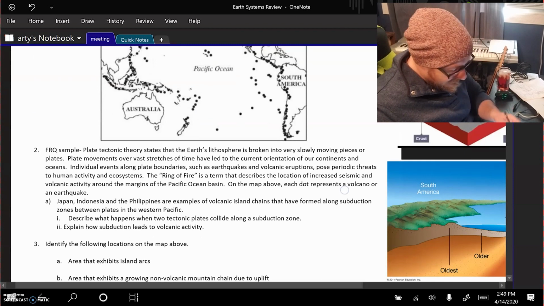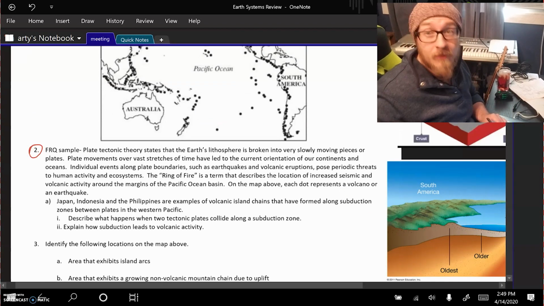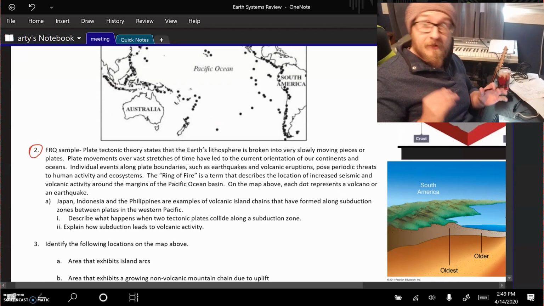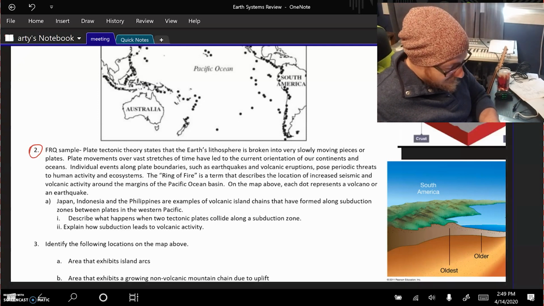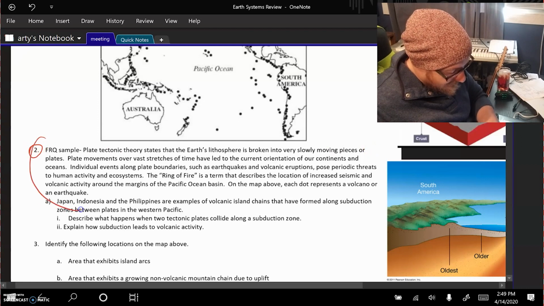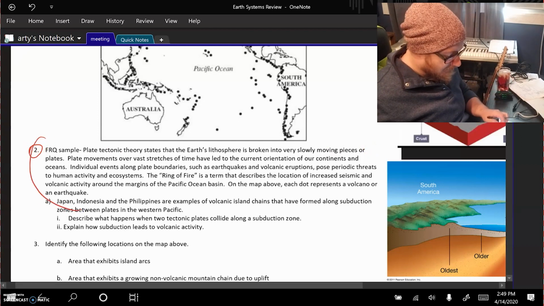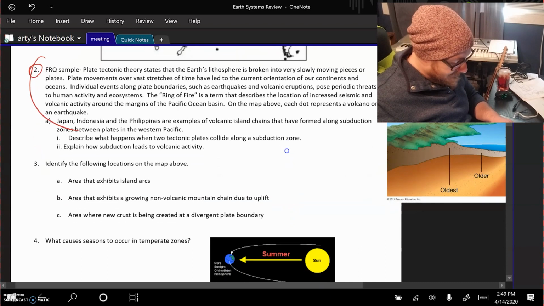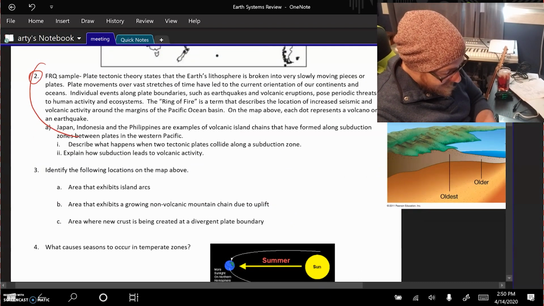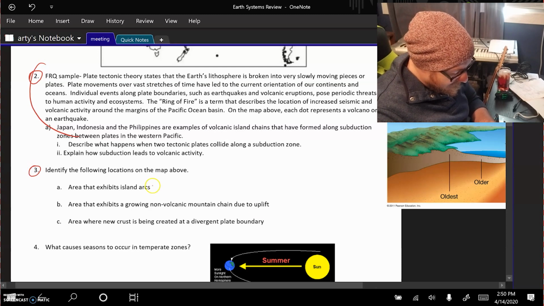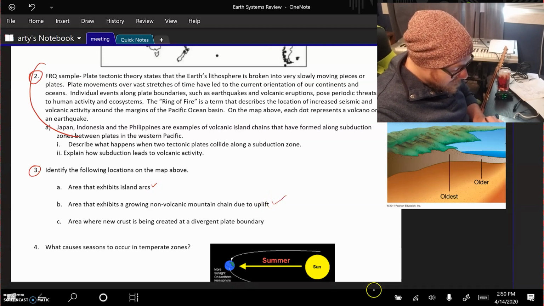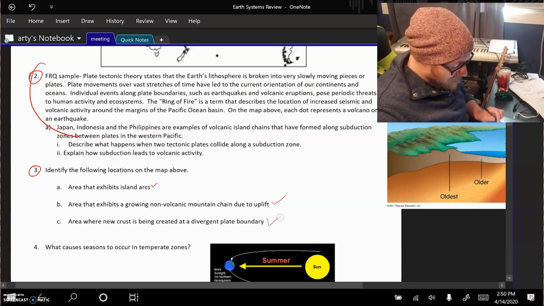And then number 2 is a sample FRQ, and this one may look familiar. It was actually the first FRQ you did in your Earth Systems exam. So we're actually going to do some practice on Google Classroom with this, so we're not going to worry about it for now. But let's worry about this map. So it asks you to identify a few things. It asks you to identify areas that exhibit island arcs. It asks you to show me where a non-volcanic mountain chain is, and areas where new crust is being created in a divergent plate boundary.